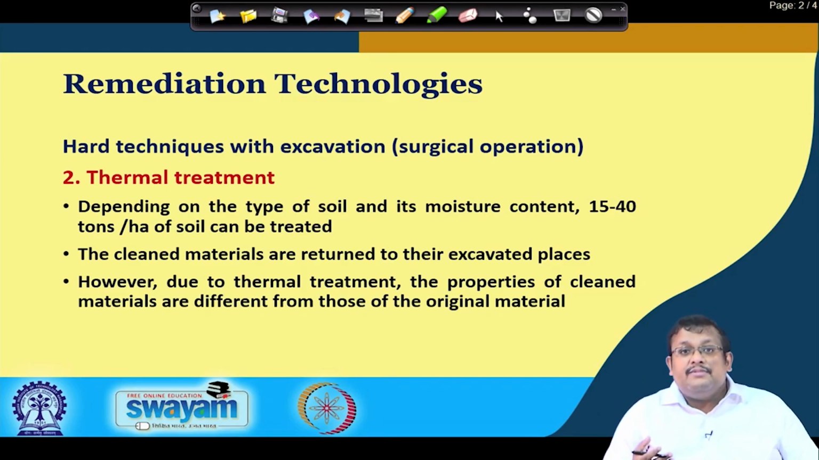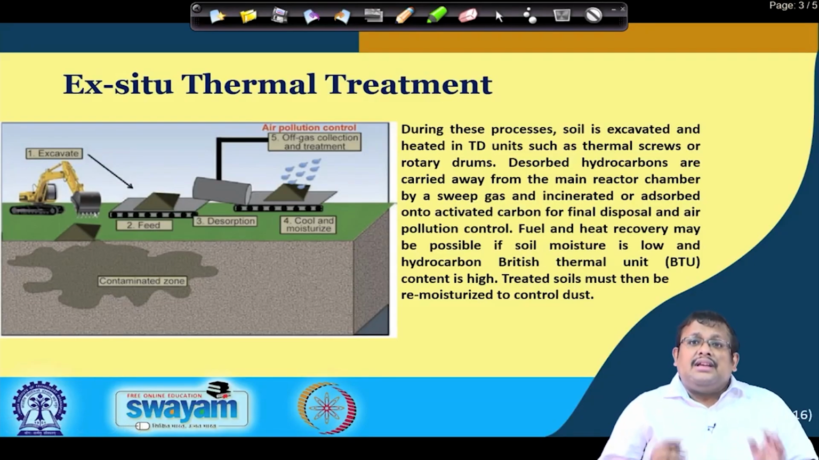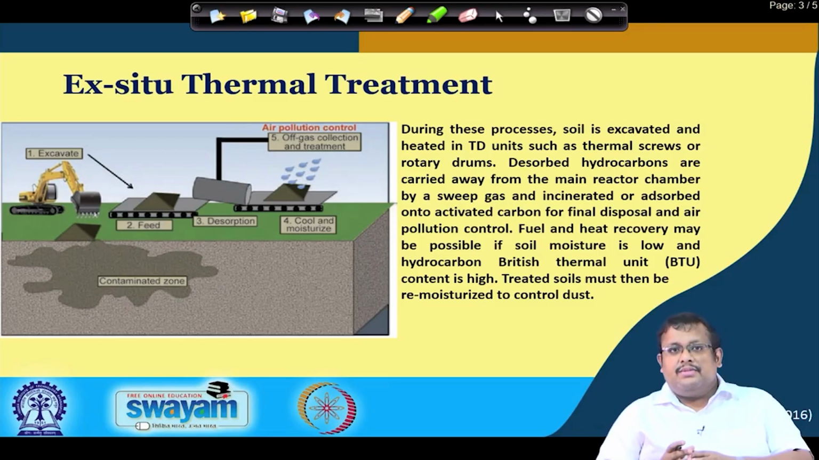However, due to thermal treatment, the properties of the clean materials are different from those of the original material, because we are applying a high temperature from 800 to 1200 degree centigrade, and obviously their chemical nature has to be changed. So, this is one of the downsides of this thermal treatment. Now, thermal treatments are again of two types. One is ex situ thermal treatment, another is in situ thermal treatment.